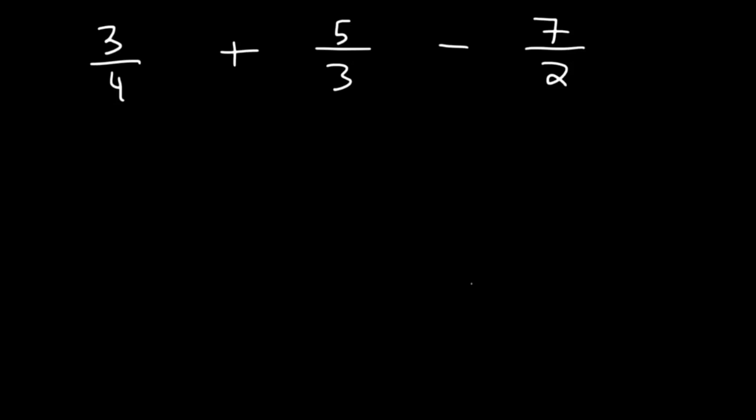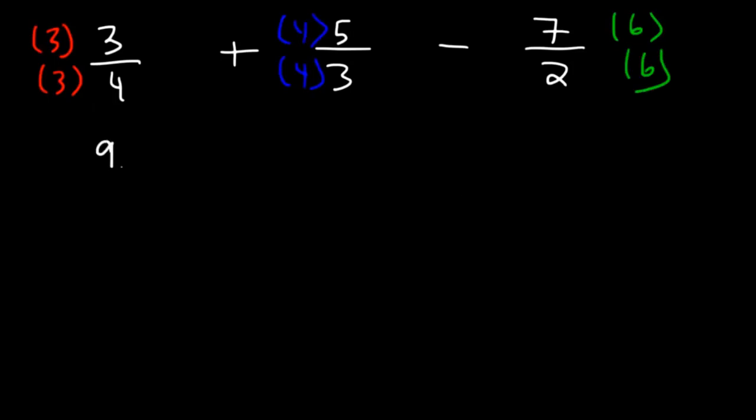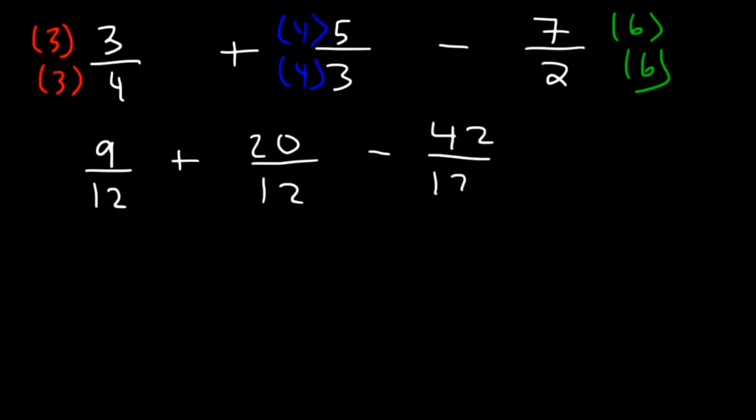So now that we know the least common denominator is 12, let's multiply each fraction in such a way to get 12. The first fraction, let's multiply the top and the bottom by 3, because 3 times 4 is 12. The second one, let's use 4. And for the last one, let's use 6. So looking at the first one, 3 times 3 is 9, 3 times 4 is 12. 4 times 5 is 20, 4 times 3 is 12. 7 times 6 is 42, 2 times 6 is 12.